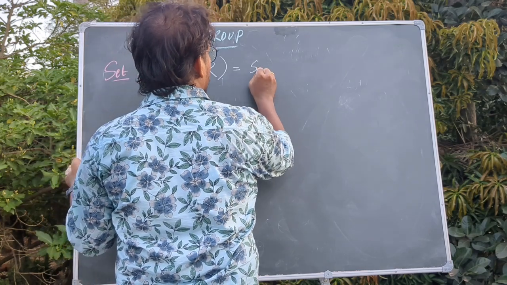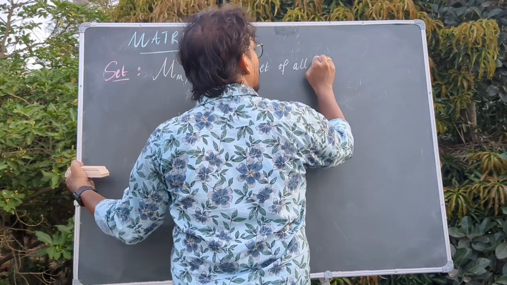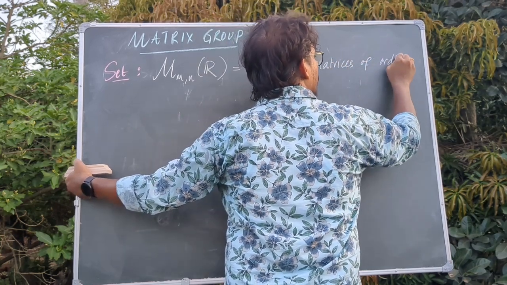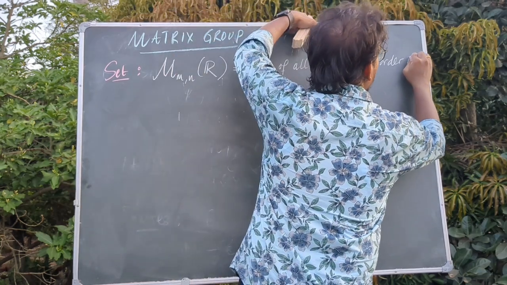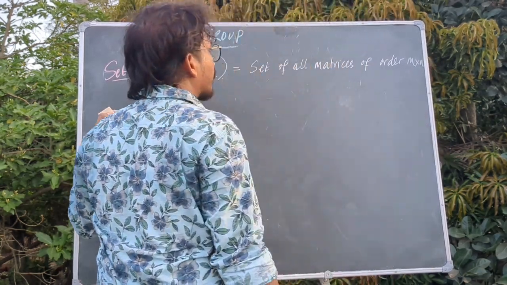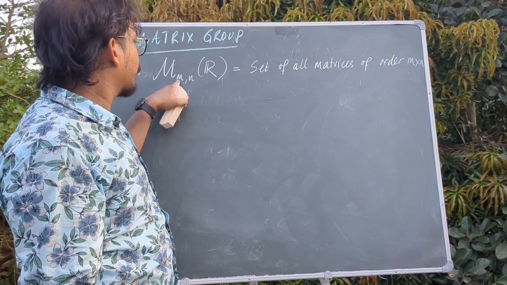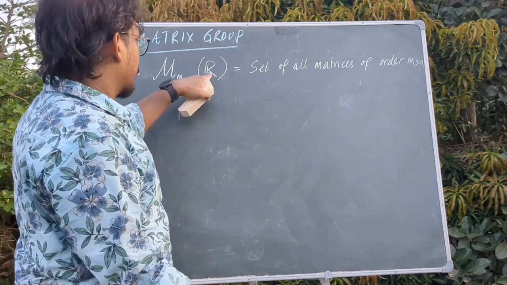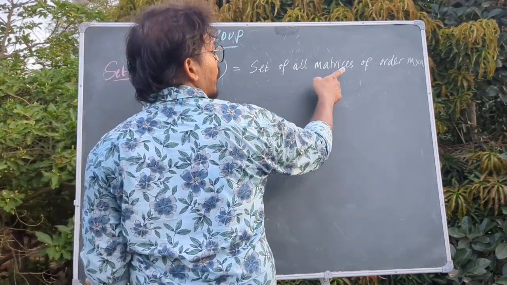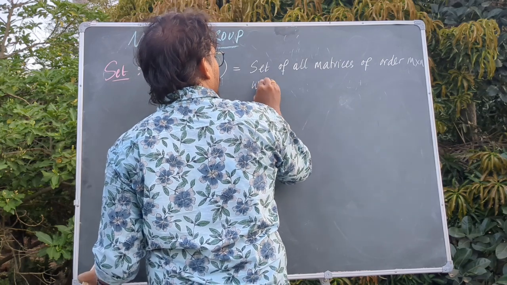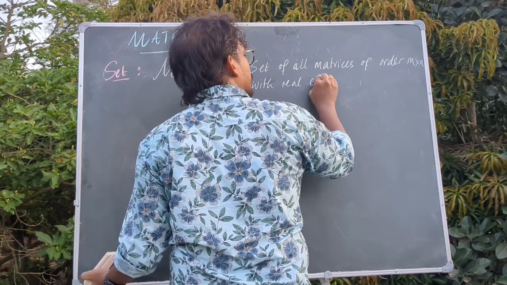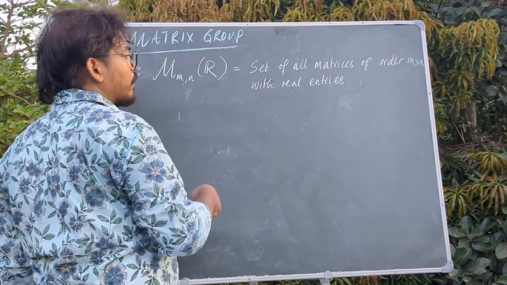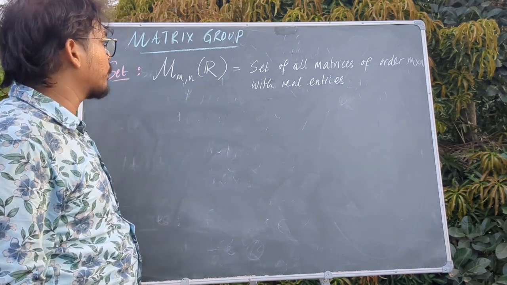This is the set of all matrices of order m by n. We have m number of rows and n number of columns, and we have all matrices, and entries are from the set of real numbers. Set of all matrices of order m by n with real entries. The elements in the matrices in this set are the elements from the set of real numbers.